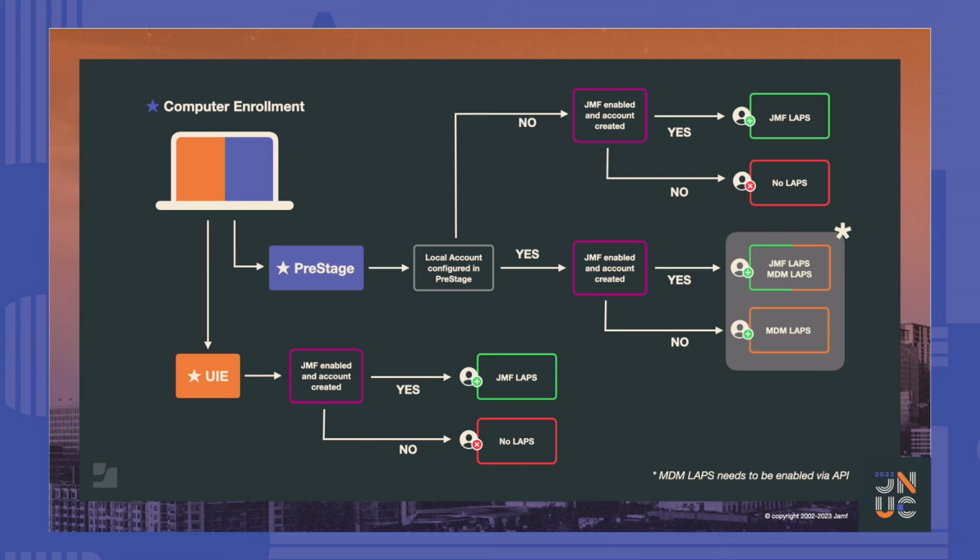If you've not set your management account in the user-initiated enrollment, but just have the MDM pre-stage admin account, you then have the MDM lapse account. Now, there's a nice little gray box with a star there, and that star states that for the MDM lapse, you need to enable that via the API. I saw a couple people taking pictures. This is available in resources as well at the end of the slide, so you'll be able to take that home, put it on a t-shirt.